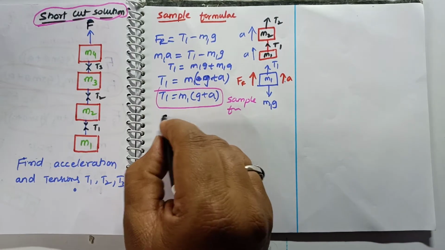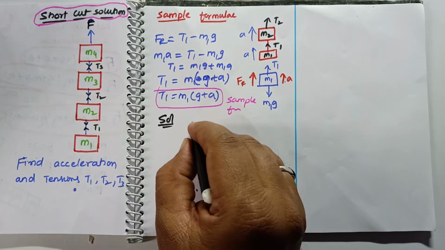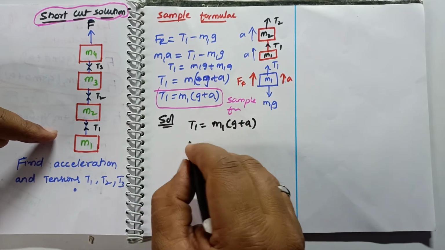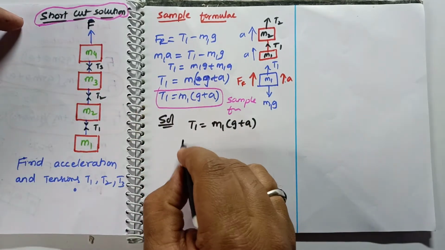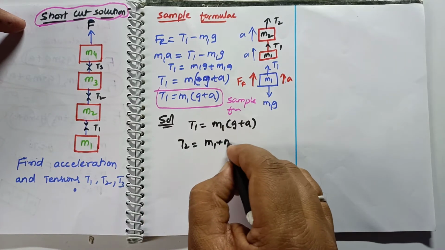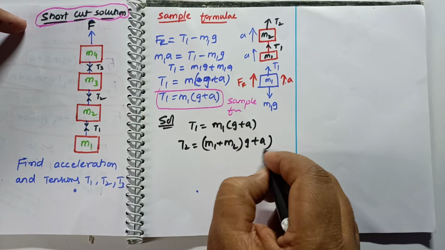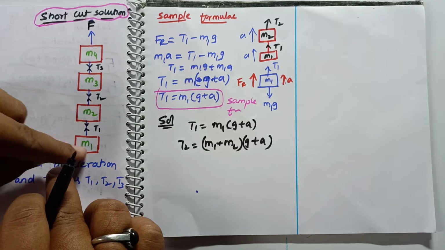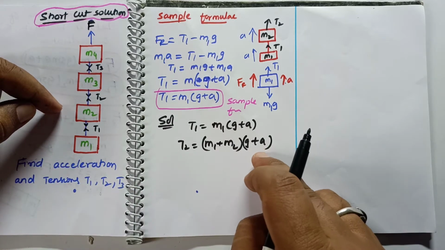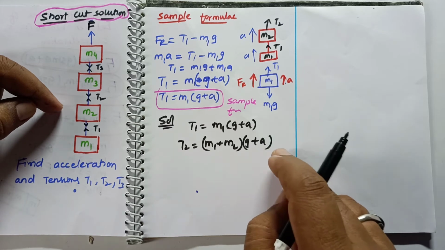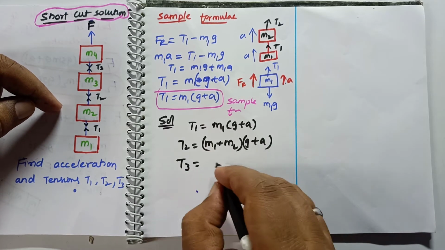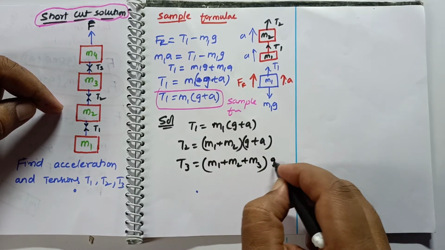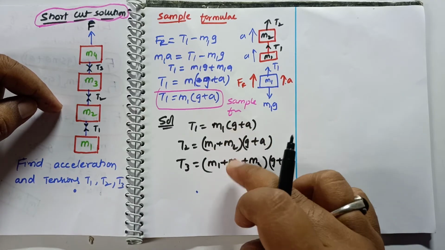So here, what is the solution of this problem? You can write T1 is equal to M1 into G plus A. Next, similarly, by using this sample formula, you can find out T2. T2 is equal to M1 plus M2 into G plus A here, because M1, M2 both are lifted by tension T2. This rope is lifting both these two. So you can consider the shortcut formula, that is M1 plus M2 into G plus A. Similarly, you can find out T3 is equal to M1 plus M2 plus M3 into G plus A. How much time are you going to take to solve this problem?